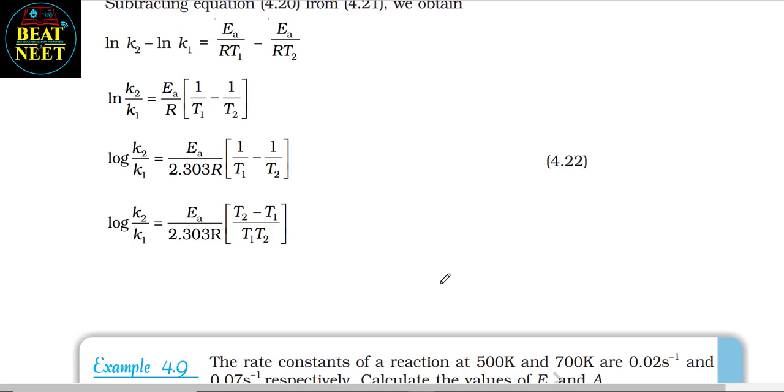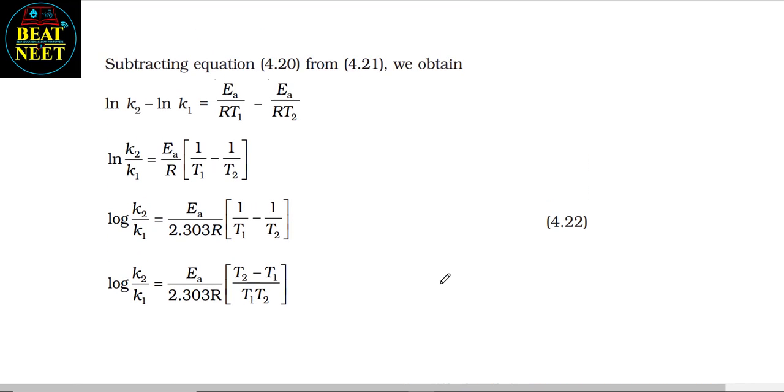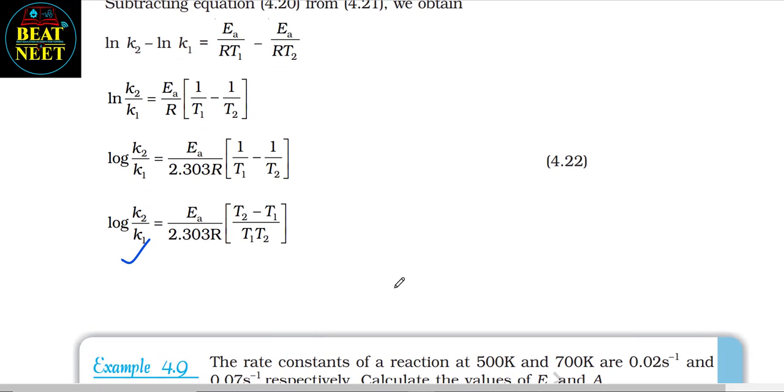Subtracting equation 4.20 from 4.21, we obtain ln K2 minus ln K1 equals EA/RT1 minus EA/RT2. And finally, we get log K2/K1 equals EA/(2.303 R) times (T2 minus T1)/(T1 T2).